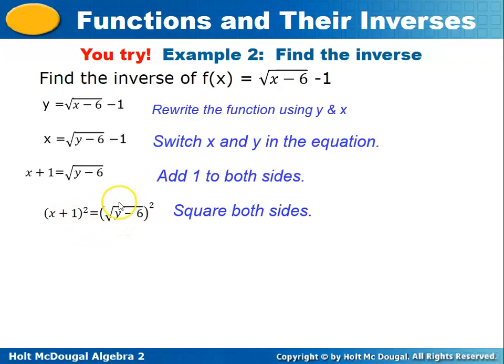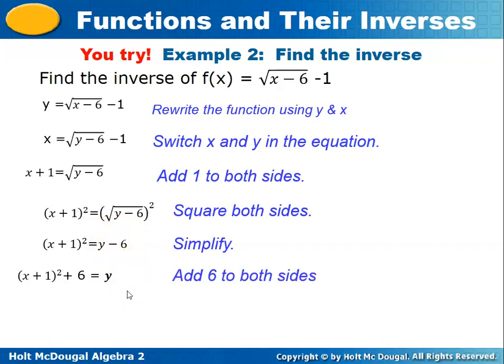When we do that, the square root and the square cancel each other out. So we're left with y minus 6 over here on the right. So we're going to do the opposite operation of that. Subtracting 6 would be adding 6 to both sides. And that is our inverse right there. The inverse of square root of x minus 6 minus 1 is x plus 1 squared plus 6.